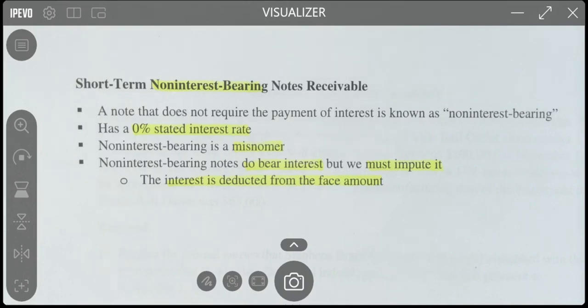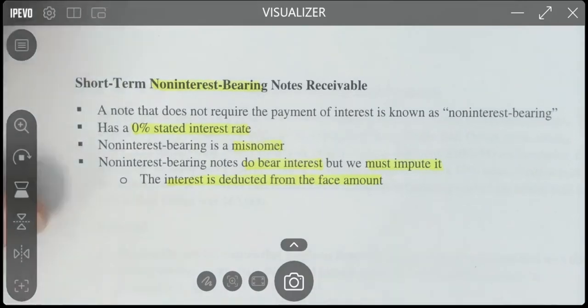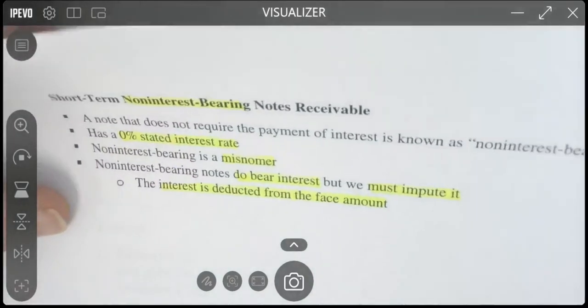Non-interest bearing is actually a misnomer. Nobody lets people use their money for 6 months free. Non-interest bearing notes do bear interest, but we must impute it. The interest is deducted from the face amount. Let's see an example.